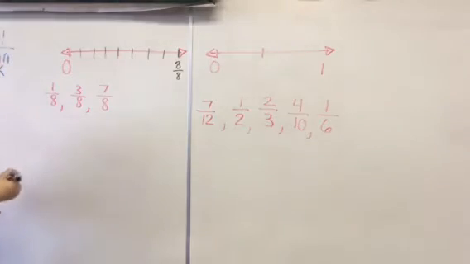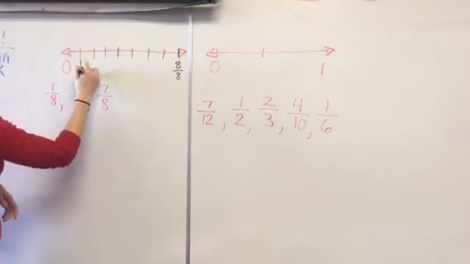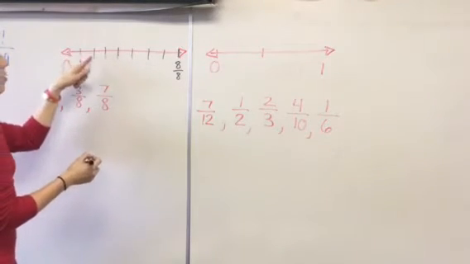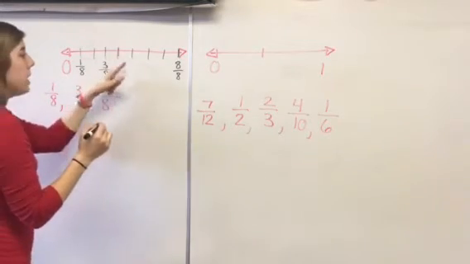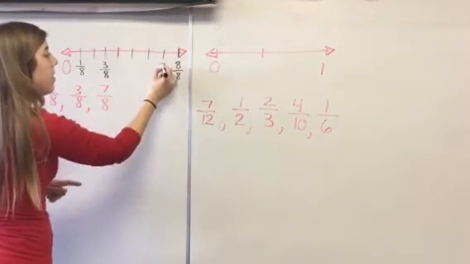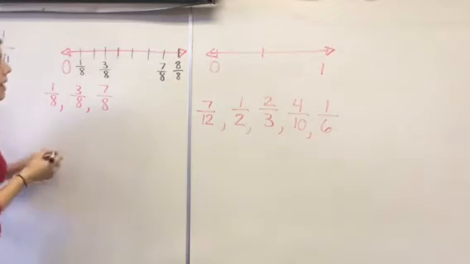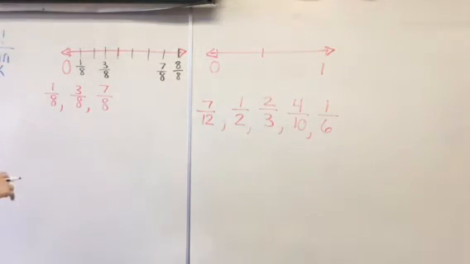So then what I can do is start with my smallest number, 1/8, and label it on the first line, the first 8th marker. Then I have 3/8, so 1/8, 2/8, 3/8, 4/8, 5/8, 6/8, 7/8. Okay, so that's nice and simple when the denominators are the same.